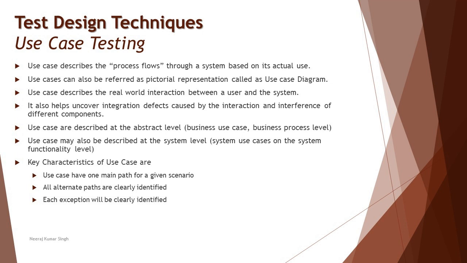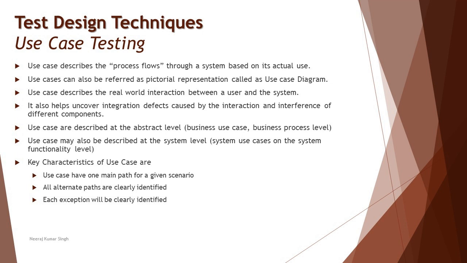Number one, a use case must always have one main path for a given scenario. That means a successful completion of a particular transaction is the main path, and a use case always has one main path for sure, right? And only one main path. It's not optional that you can have more than one. No, it only has one main path. There's no other main path to complete the successful outcome.